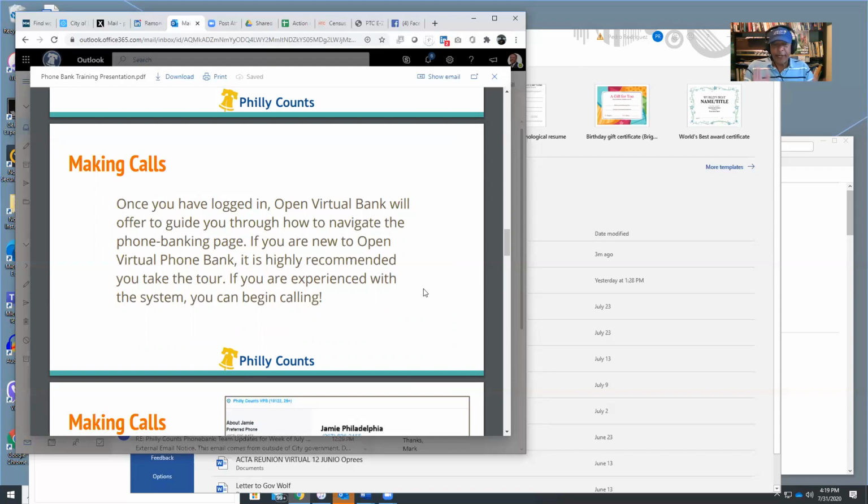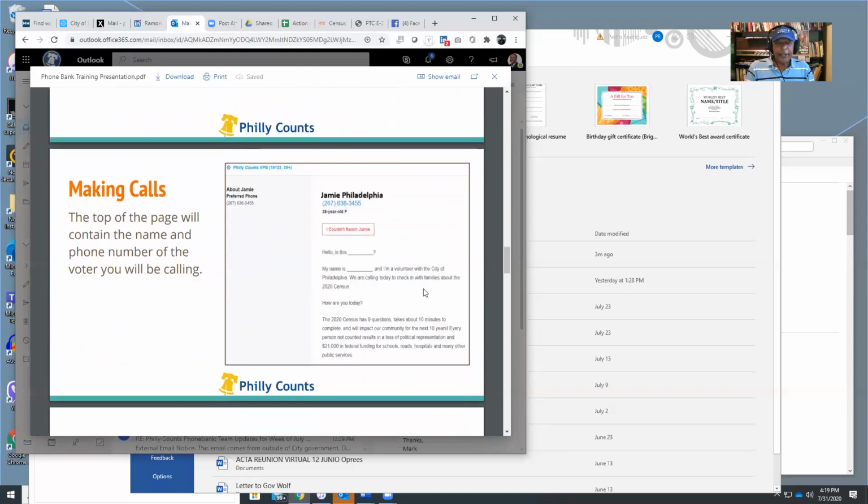So once you're ready to make phone calls, you click Get Started, and this is what the page will look like. On the top of the page, you're going to have the name of the person, a phone number, and 99% of the time, you're going to have the age and gender of the person.